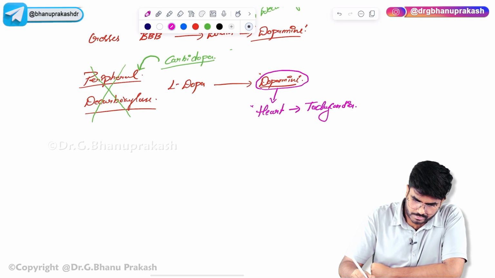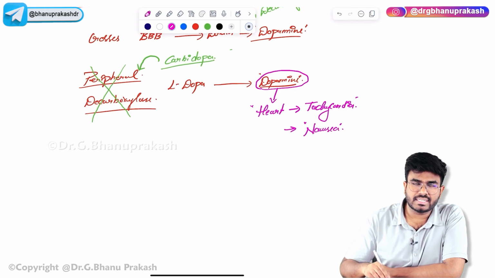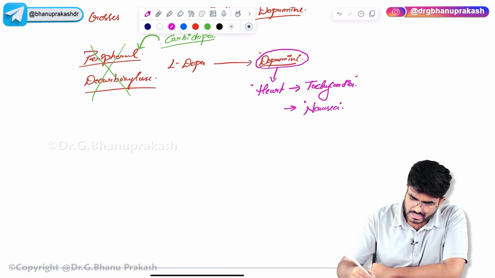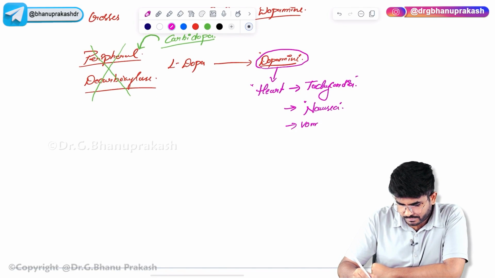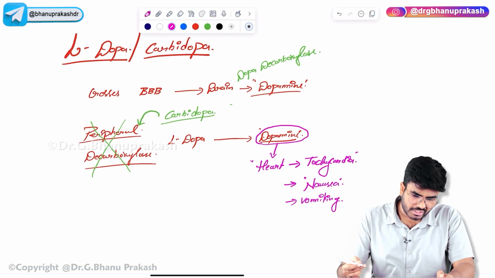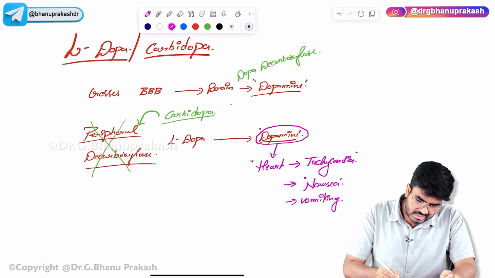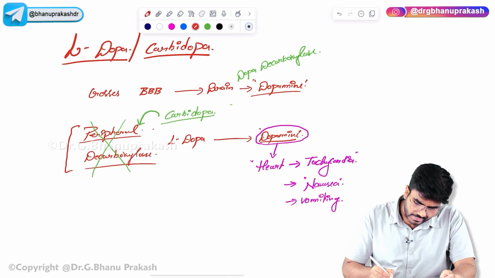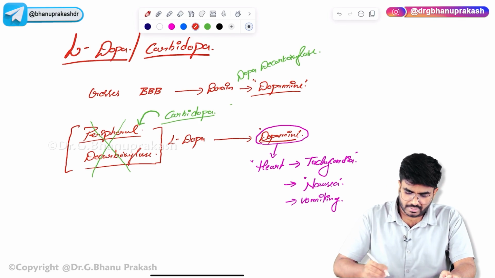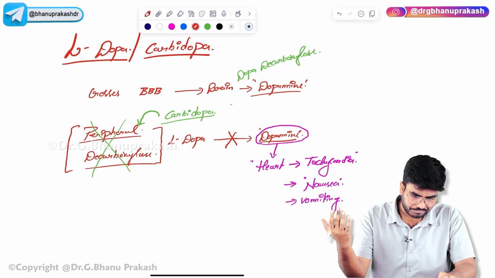Heart side effects are going to be seen. Not only that, this dopamine is going to cause nausea, by acting on the area postrema, the vomiting center, the chemoreceptor trigger zone. It's going to cause nausea and vomiting. So these are the problems. That's why we usually give L-dopa in combination with carbidopa. What is the mechanism of action of carbidopa? Carbidopa inhibits peripheral decarboxylation, so most of the L-dopa will be available for the central nervous system.